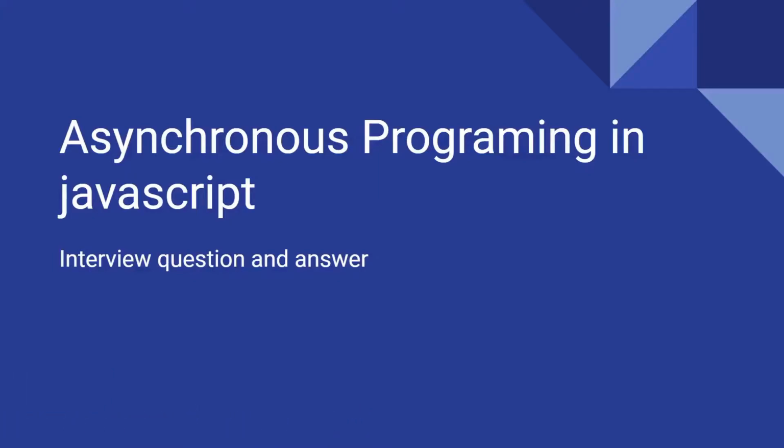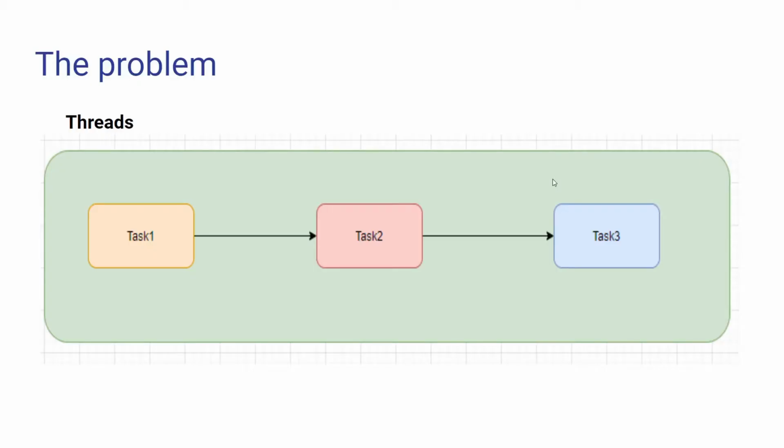So let's discuss what asynchronous programming is and why we need it. Generally, every process runs on a thread, and a thread is a single process that executes a program sequentially. Suppose we have three tasks: task 1, task 2 and task 3. Each task is basically some instructions to our processor, and it will execute task 1 first. After completing that, it will move to task 2 and then task 3. It will sequentially complete this process in one thread.